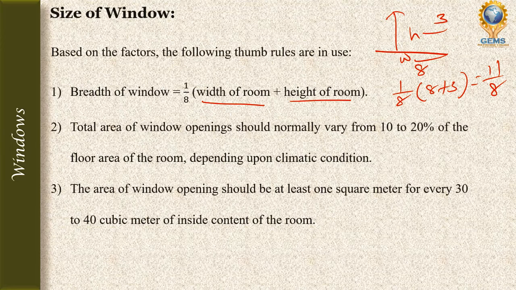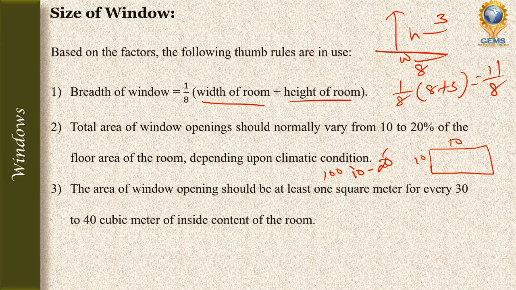Second condition: the total area of window opening should normally vary from 10 to 20 percent of the floor area of the room. So if this is your floor area, 10 by 10, so it is 100, then your window area should be 10 to 20. Minimum you have to give 10, maximum you can give 20. So this is how the total area of the window should be.